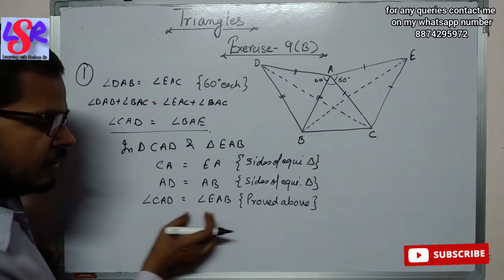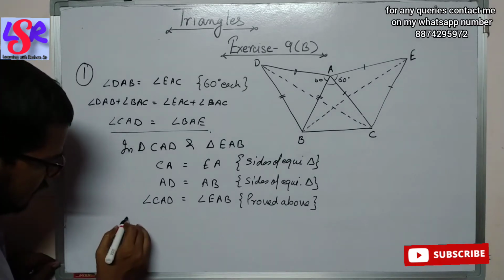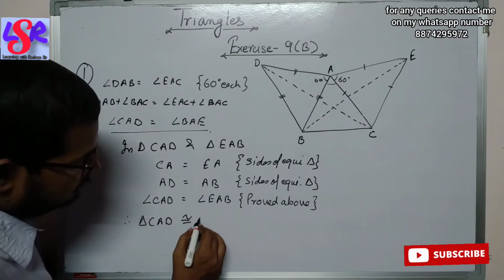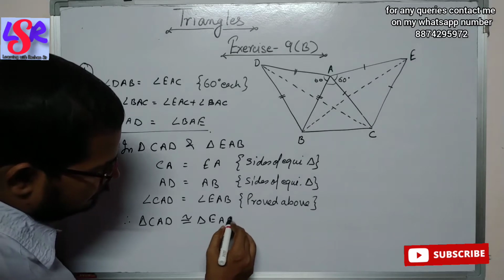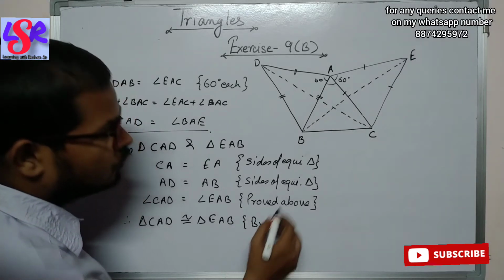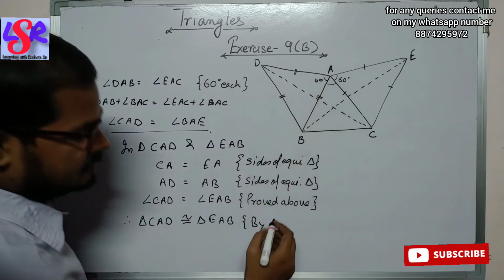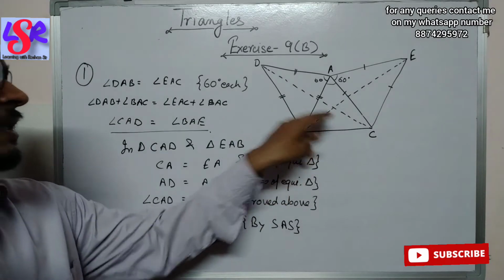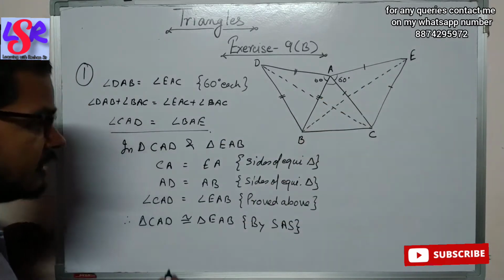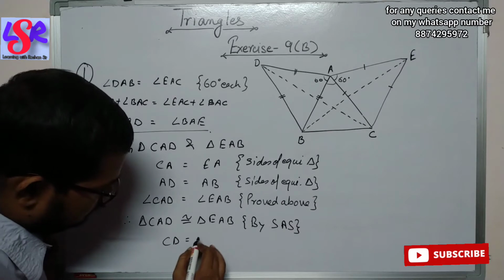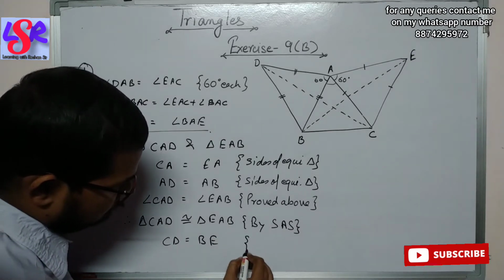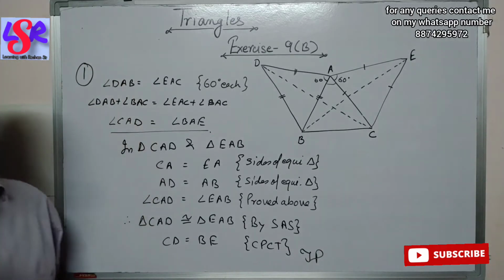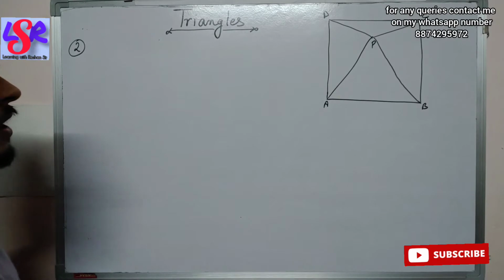So angle CAD equals angle EAB, proved above, and therefore triangle CAD is congruent to triangle EAB by, we have used this side, this angle, then this side, so SAS. And we have to prove that CD equals BE, and that will be by CPCT. So CD equals BE by CPCT. Hence proved. Now let's see question number 2.